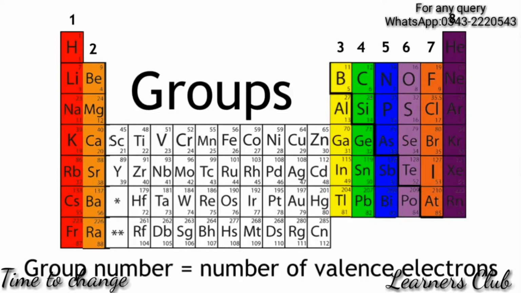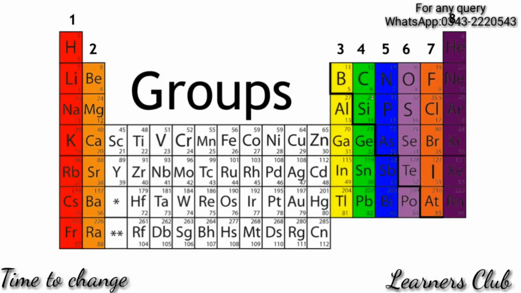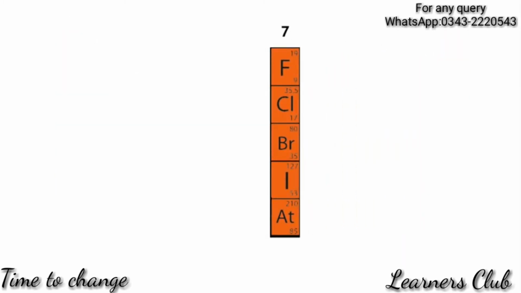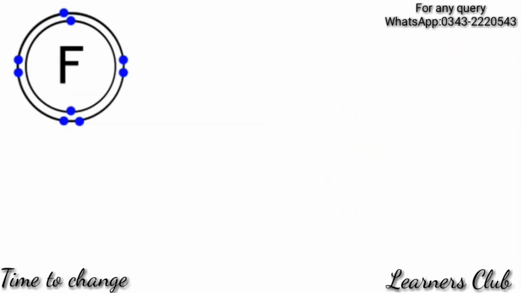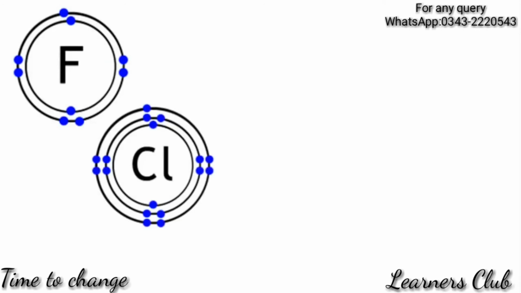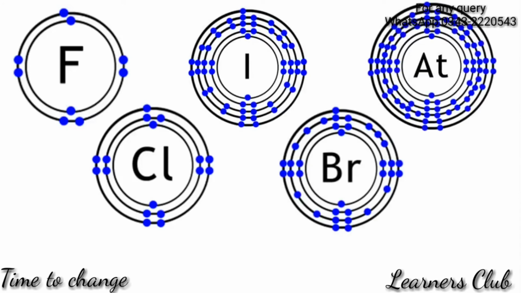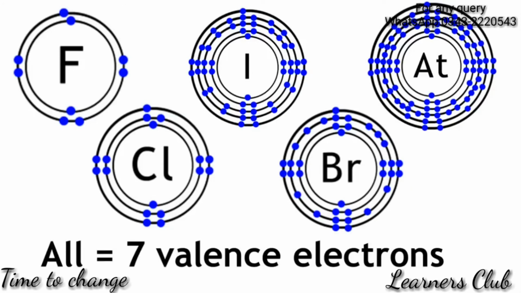The number of electrons in the outer shell governs elements' reactivity, which is why elements in the same group have similar properties. The group number can tell you how many electrons are in this shell. For example, let's look at group 7. Fluorine, chlorine, iodine, bromine, and astatine. They all have 7 electrons in their outermost shell and all exhibit similar chemical characteristics.